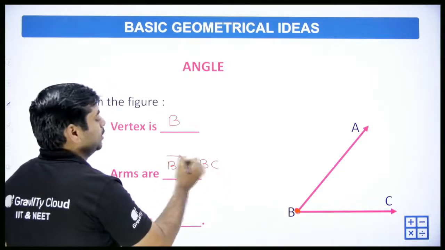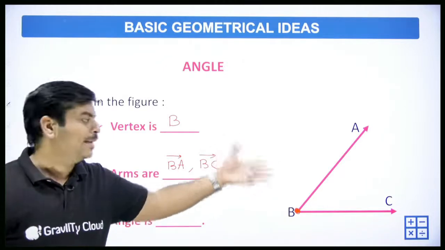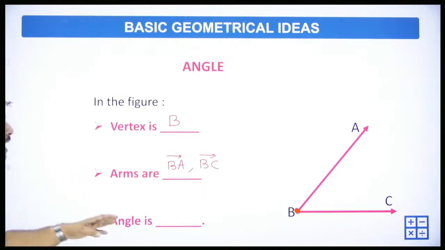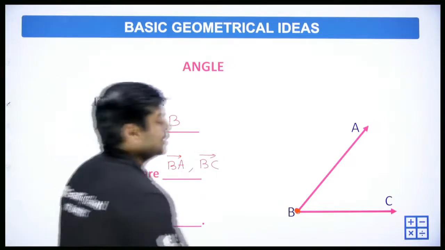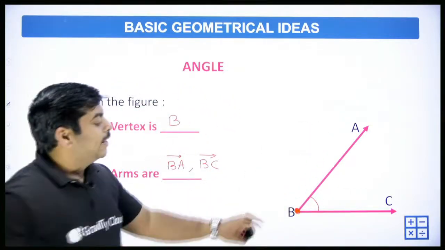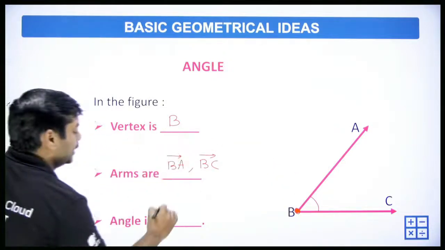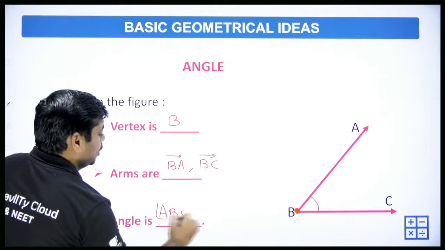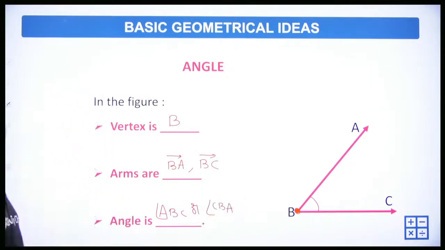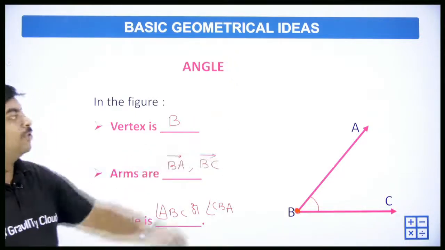These two are rays. You can just write this symbol to represent that they are rays, or you can simply say AB and BC, okay? In the same way, what is the angle here? The angle is represented as ABC or CBA. Wherever the angle is formed, that should be in between, right? So angle ABC or angle CBA, correct? Okay, so this is how we can represent angles.